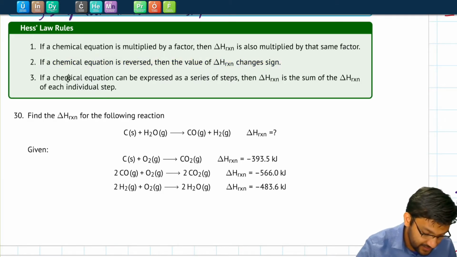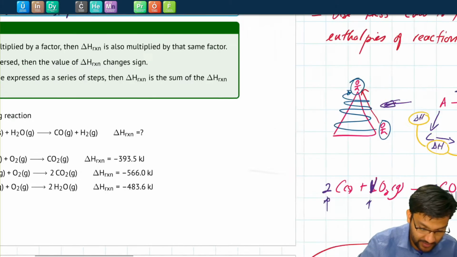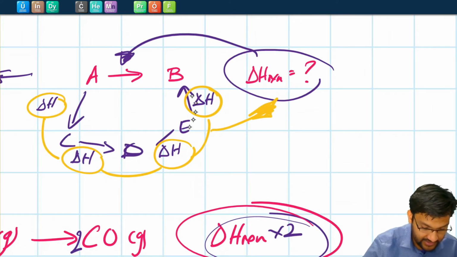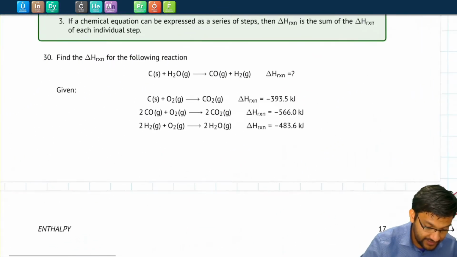And then finally, the third rule says, if a chemical equation can be expressed as a series of steps, then the delta H of the reaction is the sum of the delta H of reactions of individual steps, which is what we talked about here. If a reaction can be written as a series of various steps, then we just need to add up all the various delta H's.